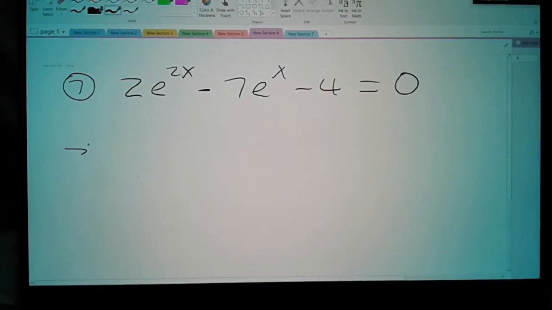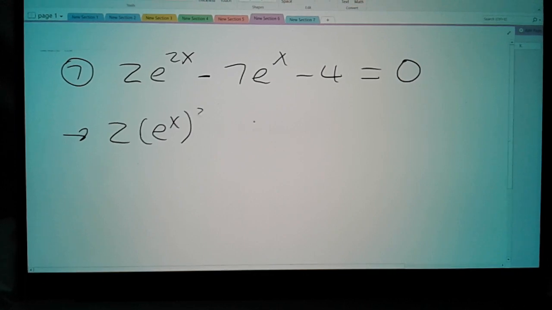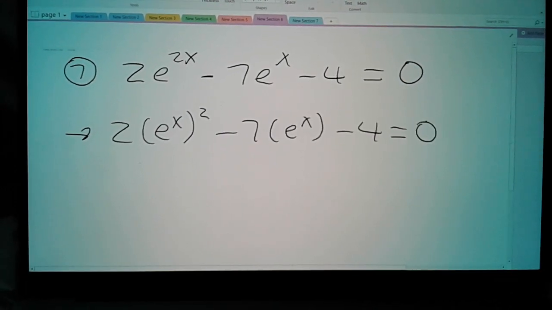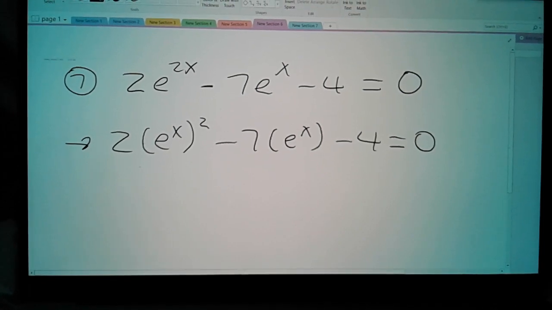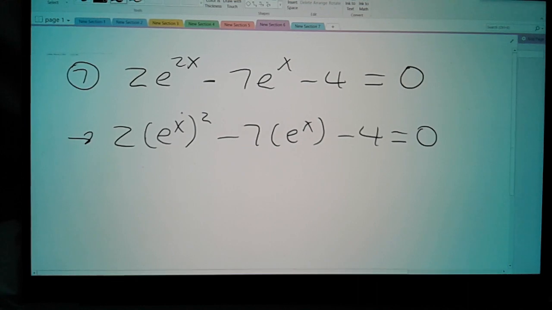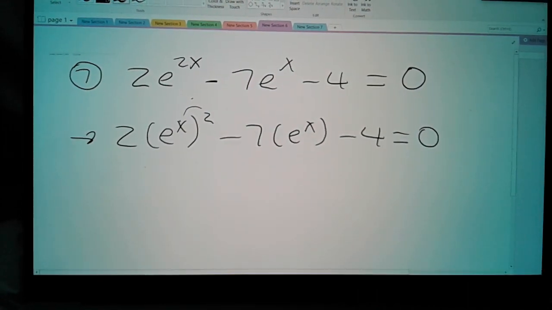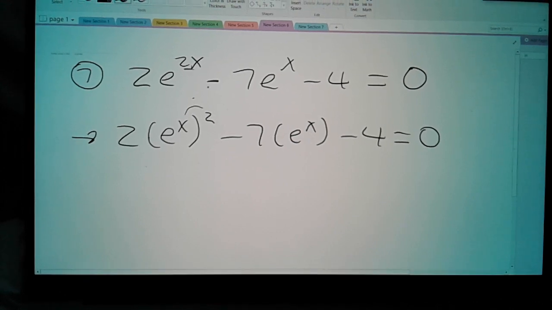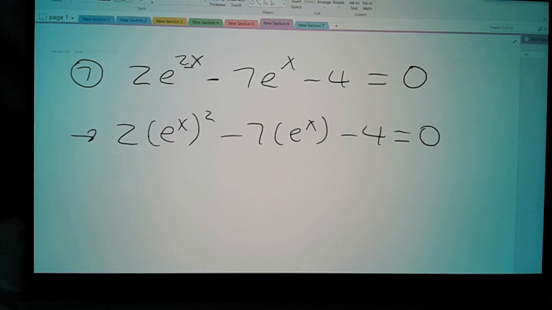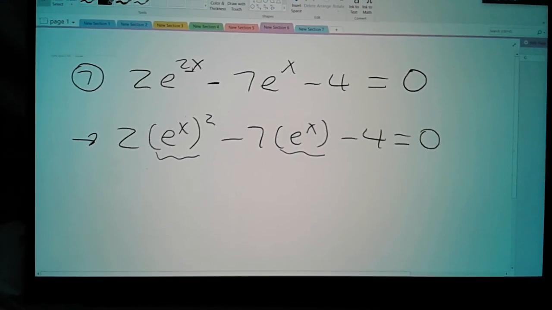So I can write it as 2(e^x)^2 minus 7e^x minus 4 equals 0. Again, remember that whenever you have an exponent raised to a power, you can multiply the powers together. So (e^x)^2 is really e^(2x), which gives you back the 2x that you see up here. The reason I rewrote it like this is because I want to have an e^x here and an e^x here.